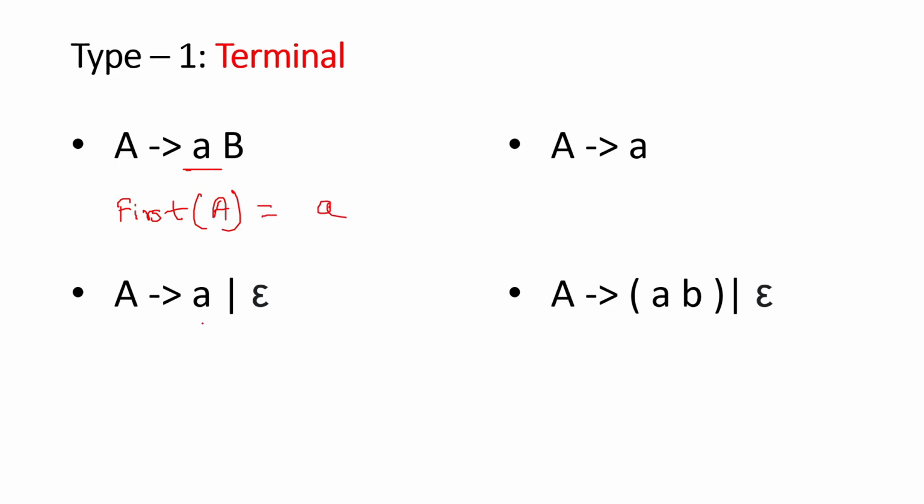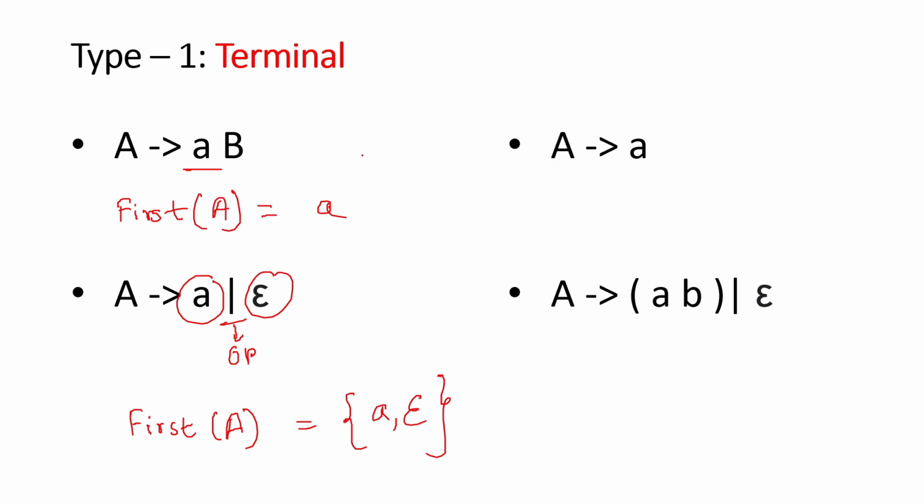Let's see this problem. For this one, this thing means or, that is my first can be either this one or this one. So I will write first of A, a or epsilon, naught. We have to give a second bracket. For this problem, my first is also a terminal, so first of A equal to a.